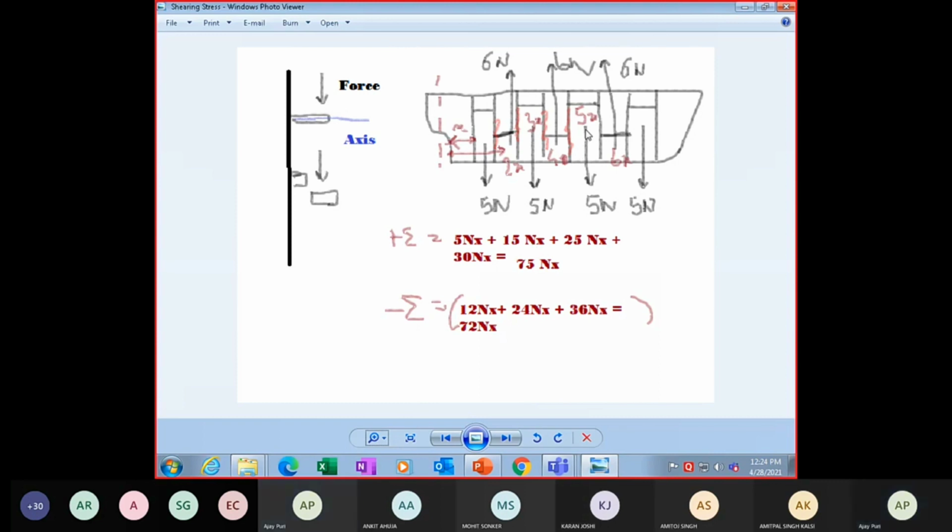Here you'll have 36, and minus 72 Nx. So here you have a sag because the positive is more than your negative, by algebraic sum. So you have a sag in your bending moment here. This you'll be studying in your stability, or you will have questions coming up to make the graph of.